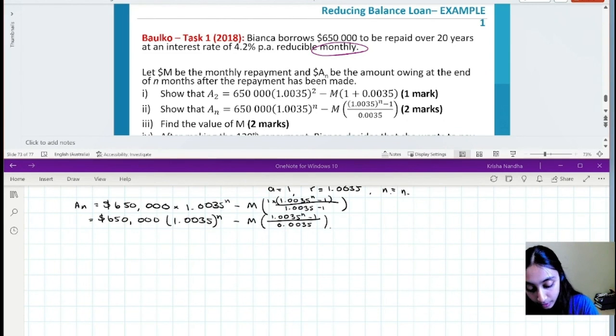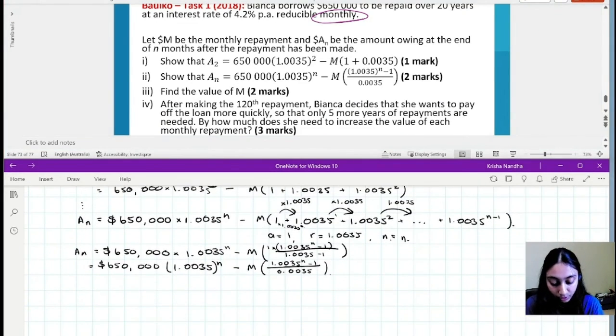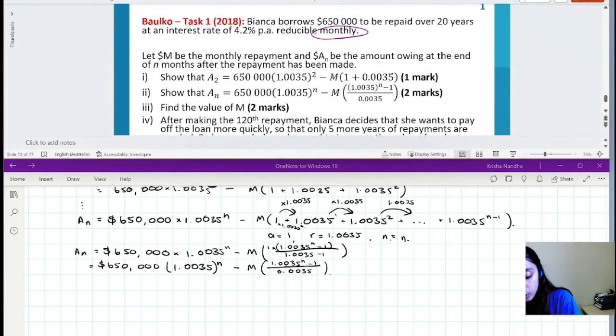Okay, now the next question is kind of tricky. It says find the value of m. That's a bit tricky. What am I supposed to do? How do I find the value of m? The way that we go about this is by taking a look at the first part of the question. The first part of the question says that she is going to repay it by 20 years' time.